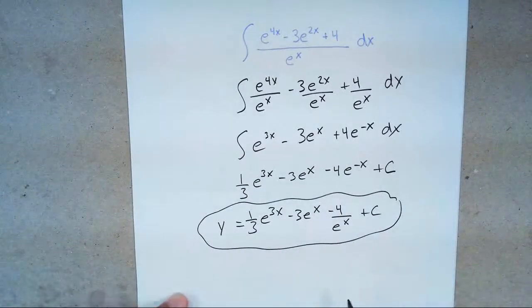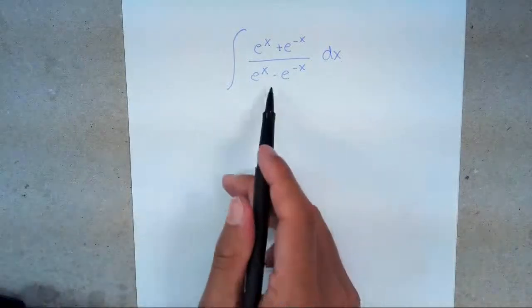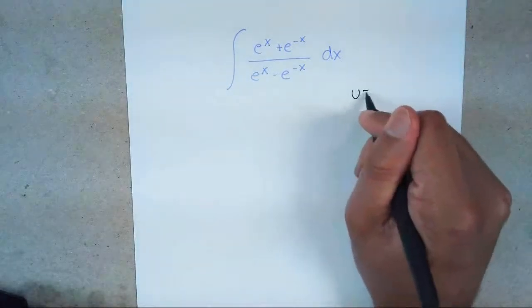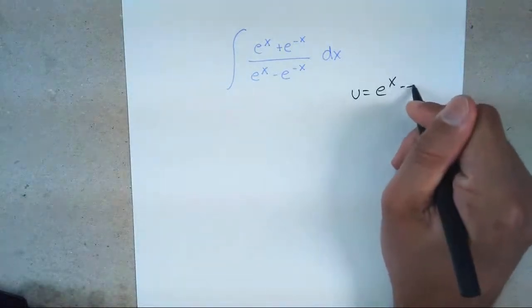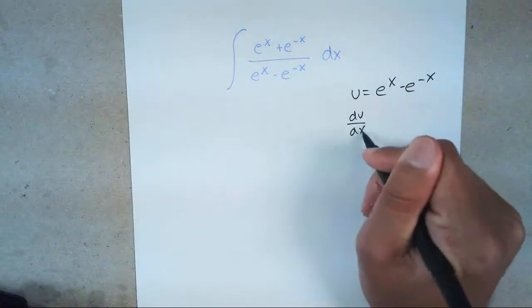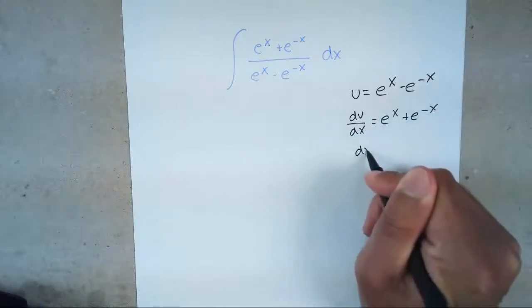Okay, and for our last example, you'll notice same fraction, but what about the bottom? 2 terms. So because it's 2 terms on your bottom, you have to do U-substitution. Find your derivative. Get dx alone.